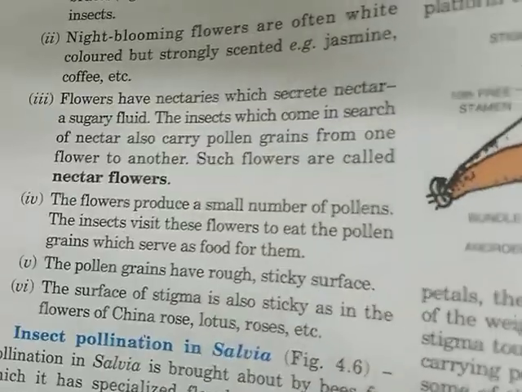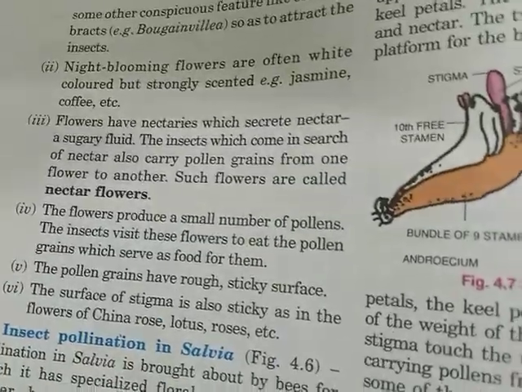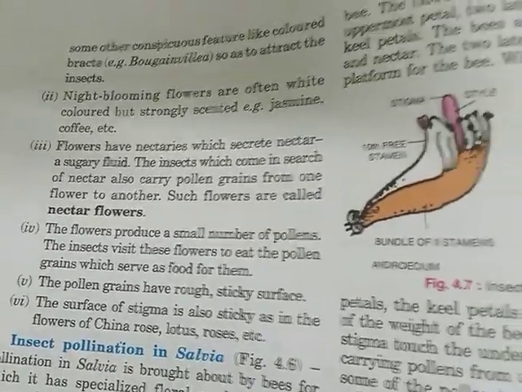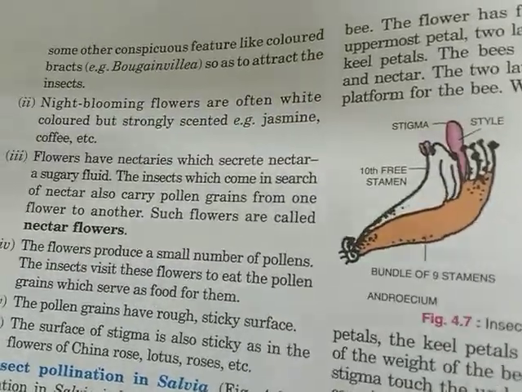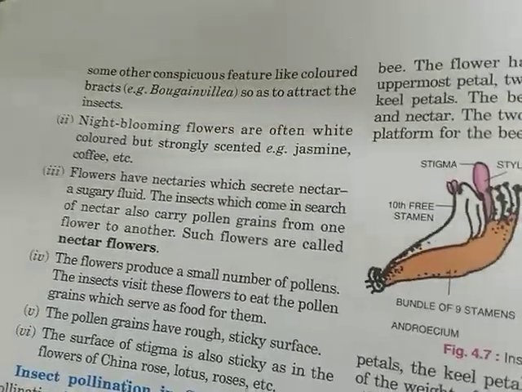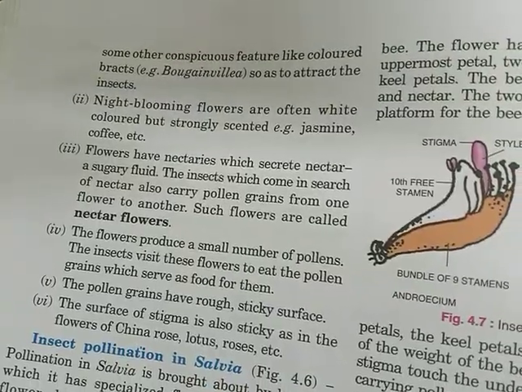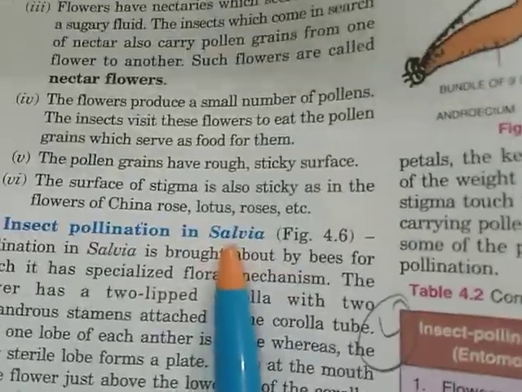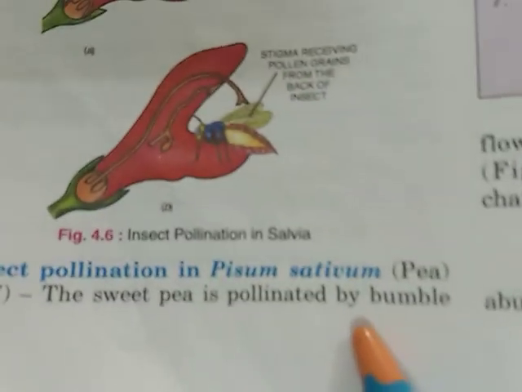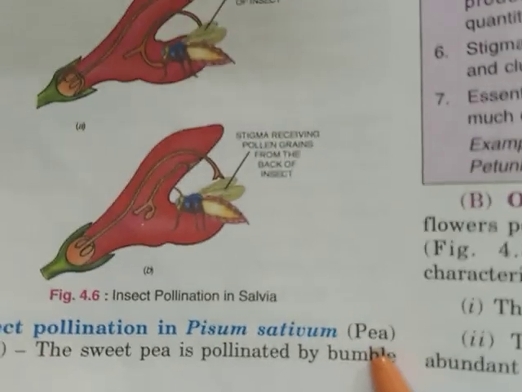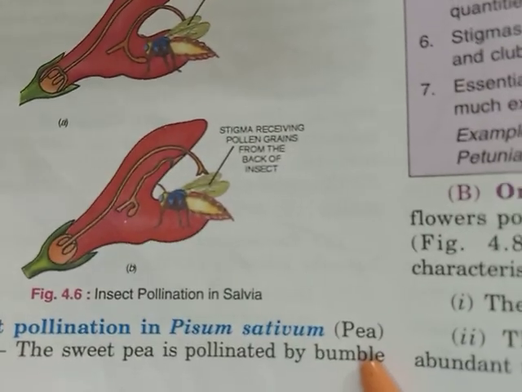These are the examples of flowers which are pollinated by insects. So children, salvia is also one example which is pollinated by insects. This is Pisum sativum, the pea, another flower which is pollinated by wind.